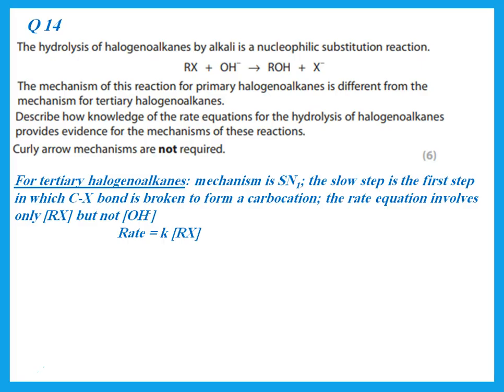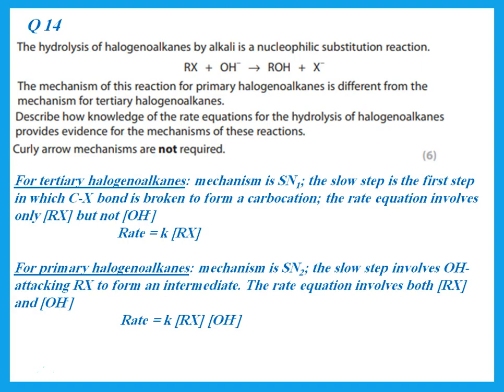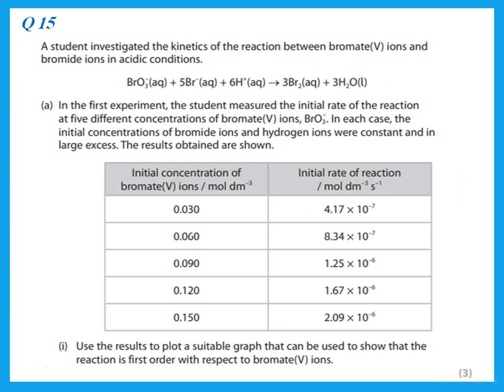So he's saying how the knowledge of the rate equation will determine the mechanism. So if the rate equation is equal to K times concentration of RX, that means it is only first order with respect to RX, and that means it is SN1. But for a primary halogenoalkane, we said the mechanism is SN2. And that means the initial slow rate determining step involves hydroxide ion attacking the halogenoalkane to form an intermediate. And the rate equation would involve both the halogenoalkane and the hydroxide ions. Then I know that this is an SN2 mechanism.